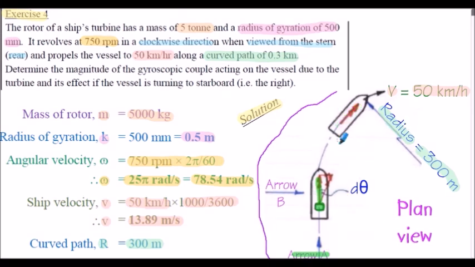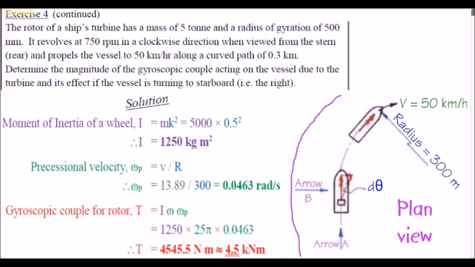Sometime later, when the ship has moved around the curve, the angular velocity vector will change its orientation. In exercise 4, solution continued. I'll let you review this solution at your own pace. Very similar to the previous exercises, we need to calculate the moment of inertia I from the m k squared formula. We have the information to work out I from the question. I'll let you review that at your own pace.